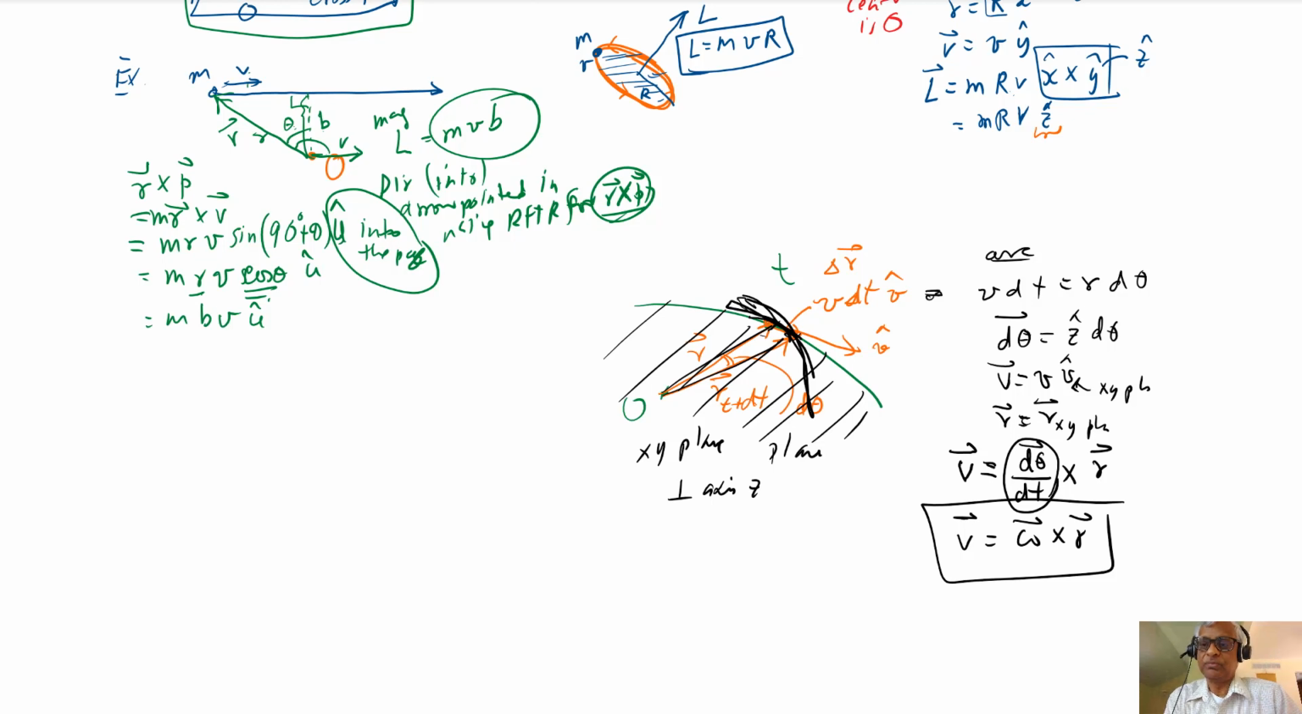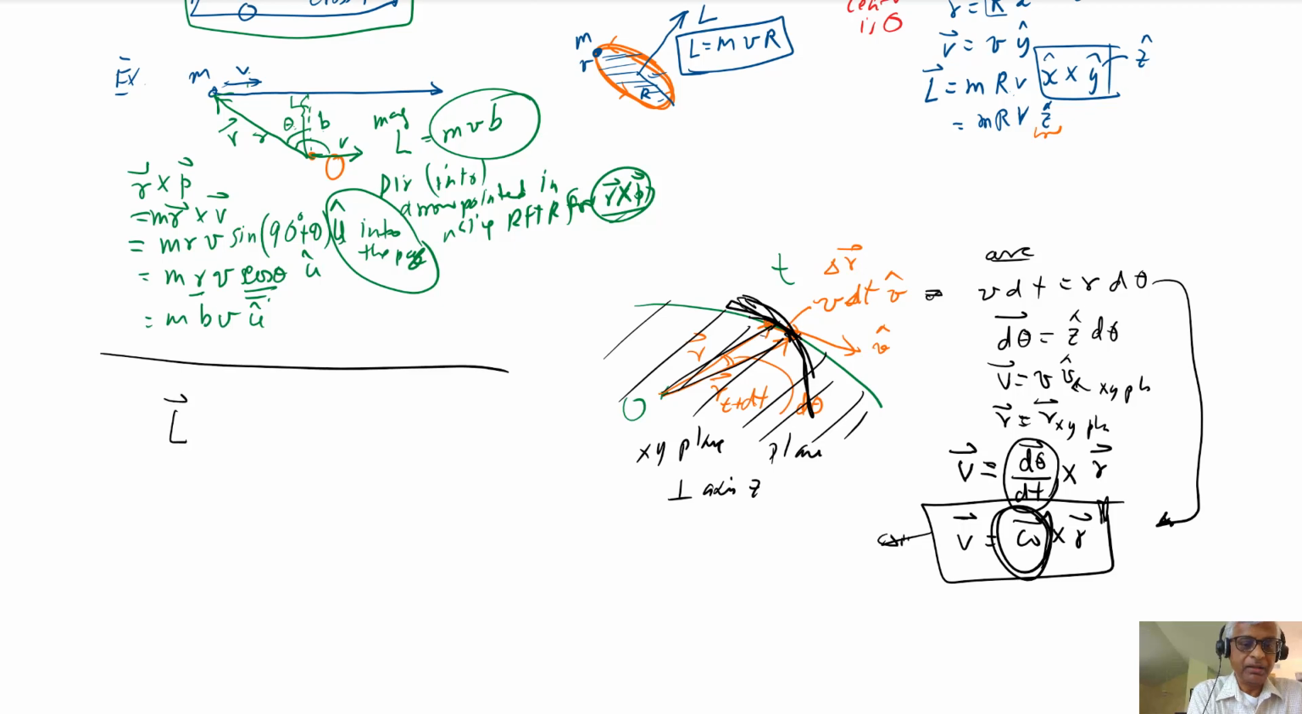In terms of magnitude, you can see v equals omega r if they're perpendicular to each other, right? But this gives you the full direction. Okay, so we can use this to convert the L into an angular quantity.